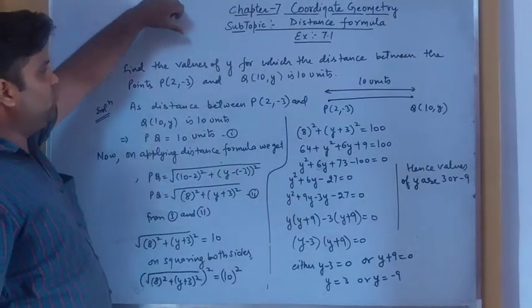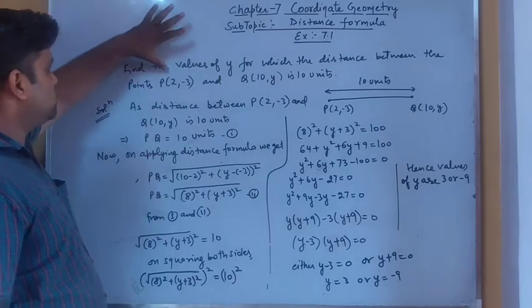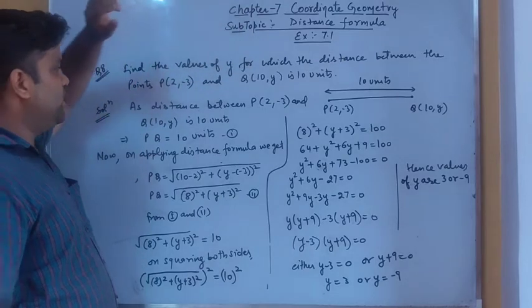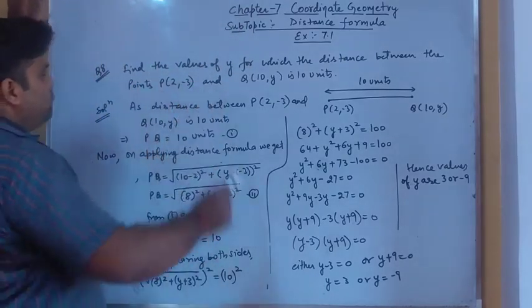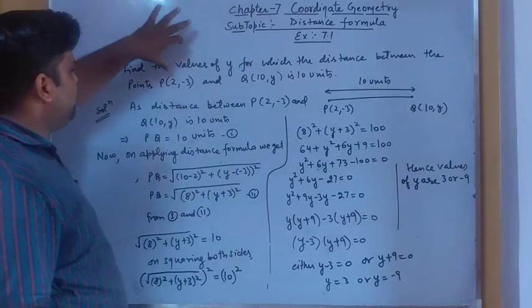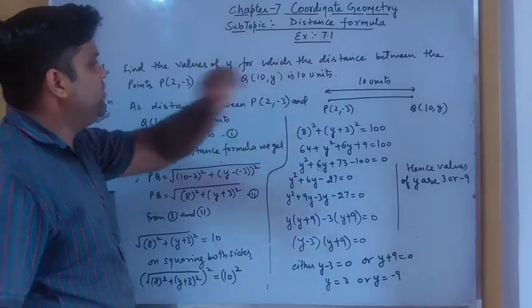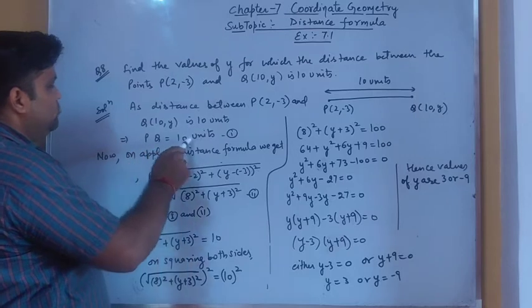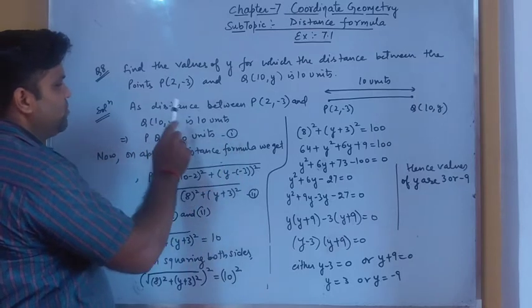Find the values of y, for which the distance between the points P, whose coordinates are (2, -3), and Q, whose coordinates are (10, y), is 10 units. In the question we have to find the values of y, and the distance between P and Q is given, which is 10 units. So as the distance is given, we write PQ equal to 10 units, and we consider it as the first equation.